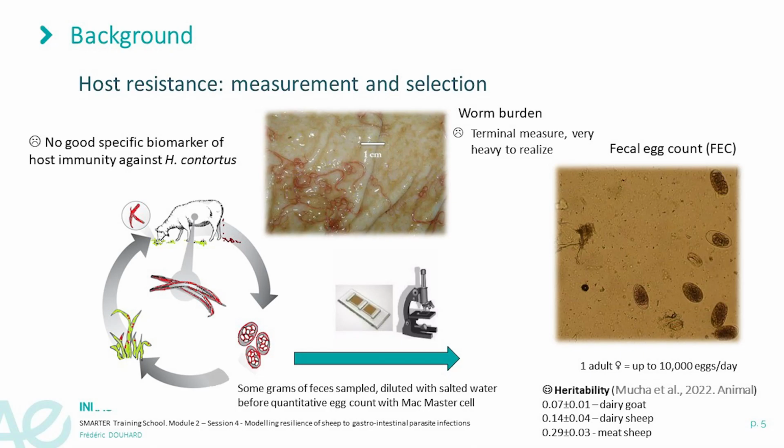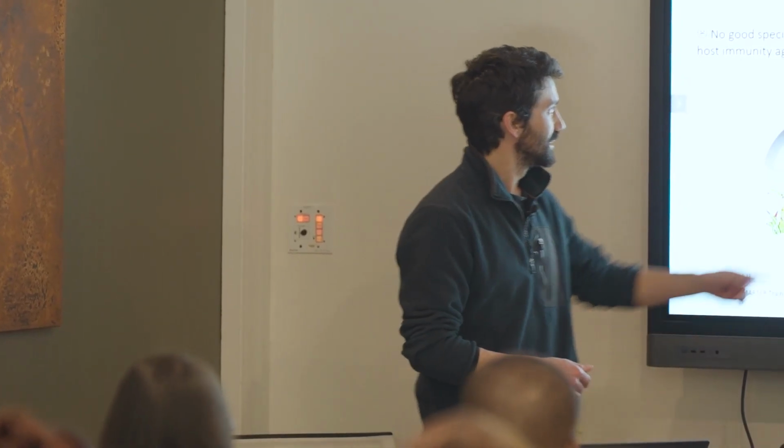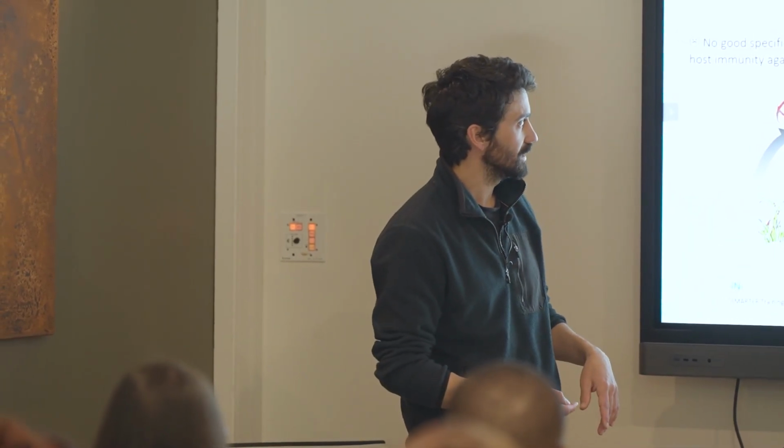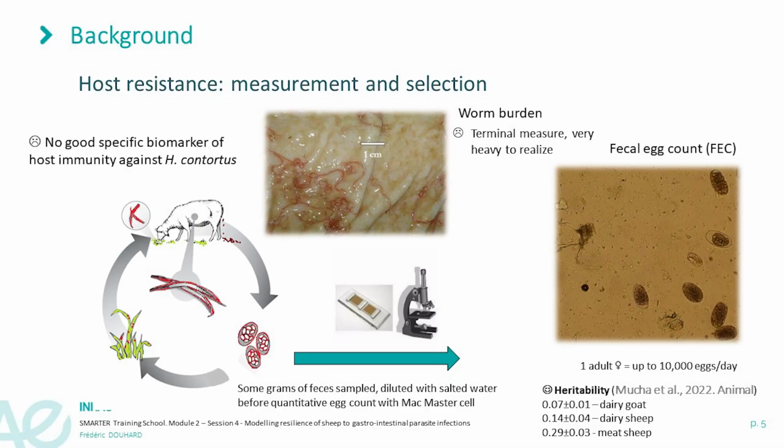We could simply take the parasites that are within the sheep. These are the adult parasites, and you can notice the red color is because they take the blood of the sheep. Unfortunately, this measure is not very convenient because you need to kill the sheep, and it's a terminal measure. It's very heavy to realize because you need to take the abomasum and then count the worms within the abomasum, and it's very boring, believe me.